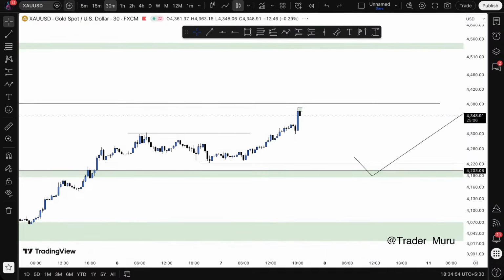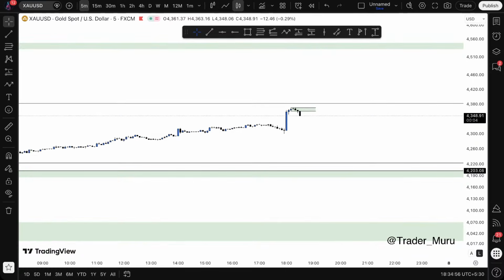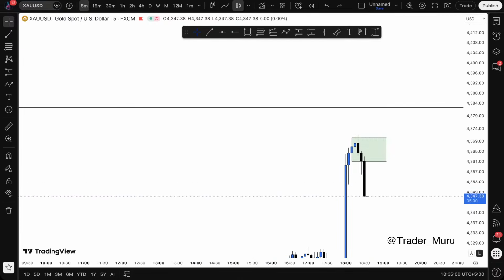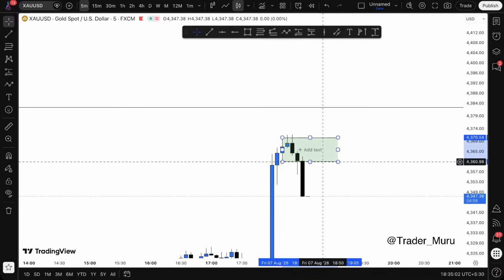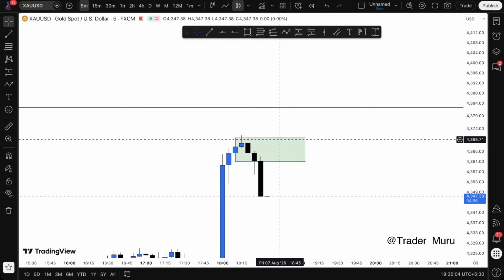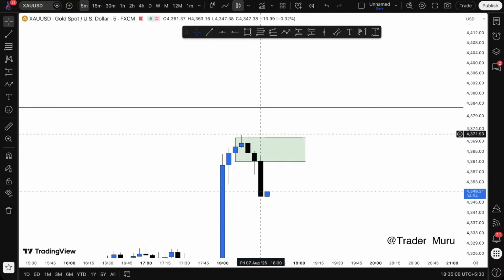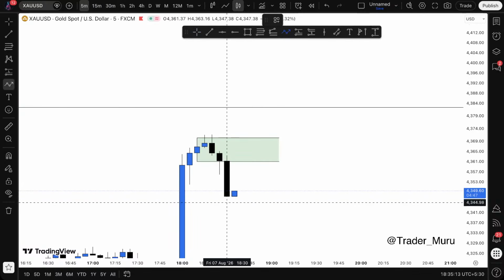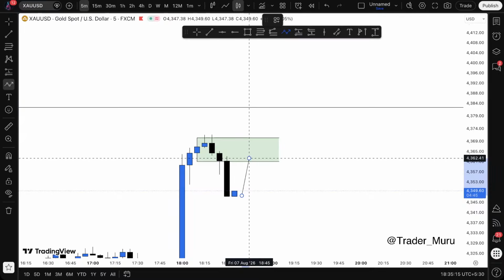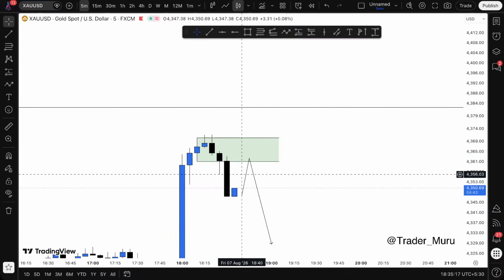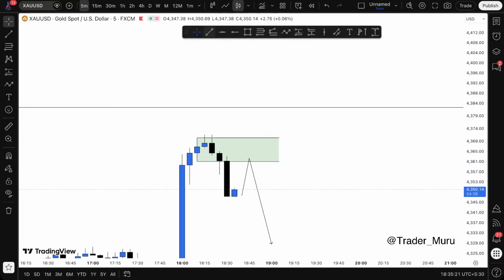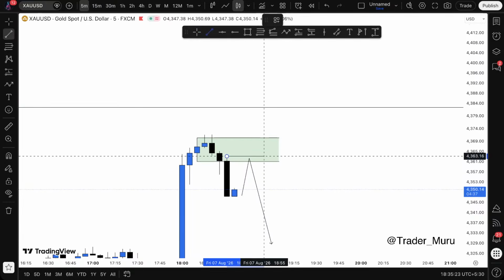Now let's see, 5 minutes should close below. Okay, we have a closing below. Now it should test this area and drop again, and should not close above this high. Wait for the testing candle. The testing candle should not close above this high.